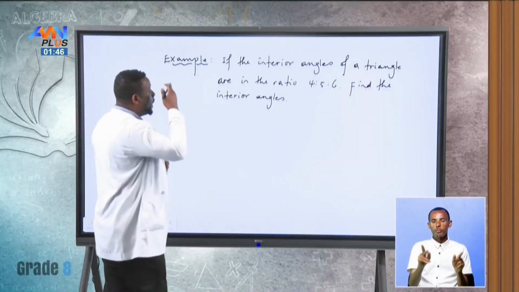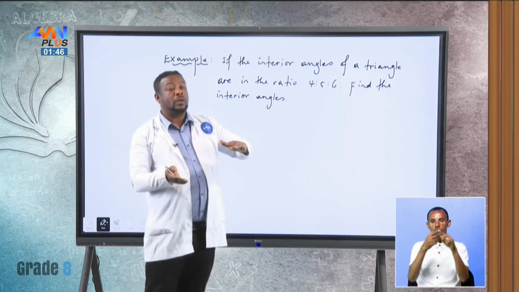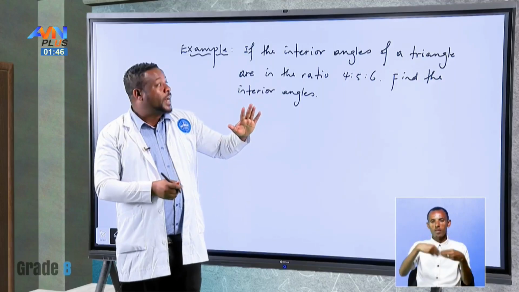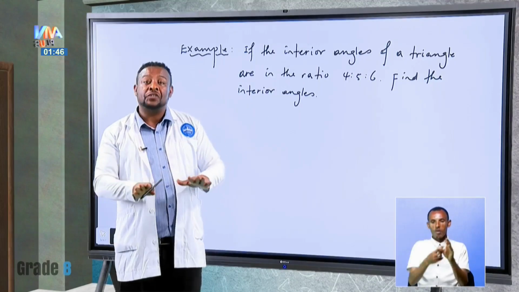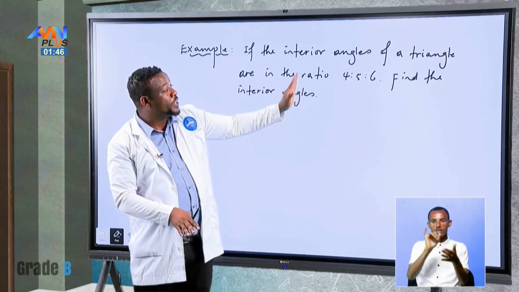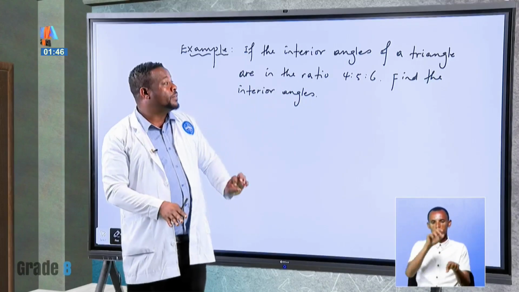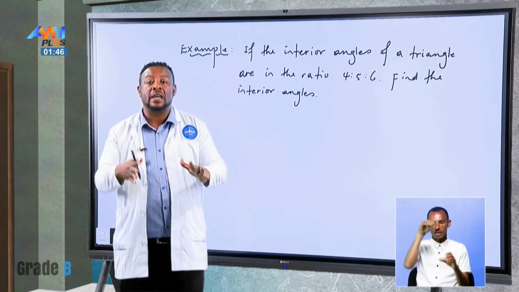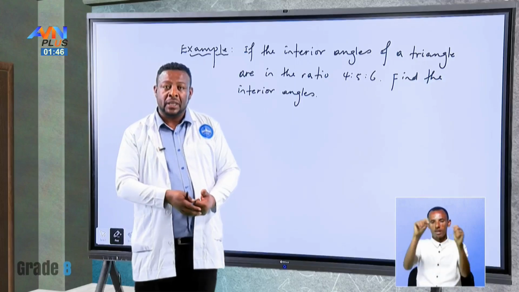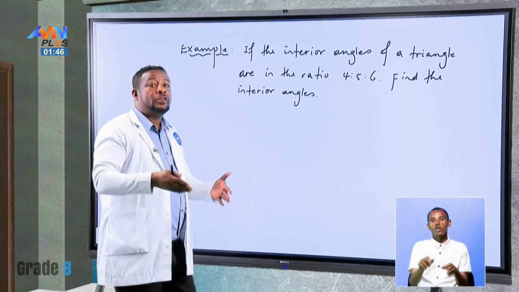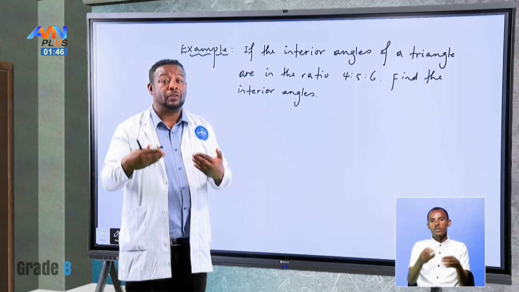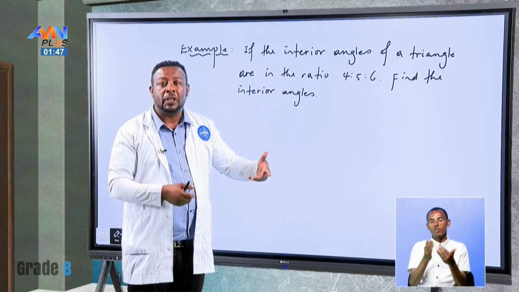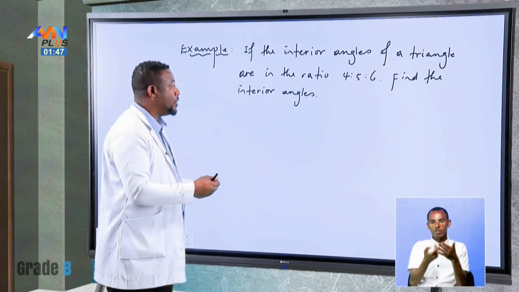This example is a little bit different from what we have seen before. Here, what is given is the ratio of the interior angles of a certain triangle. That ratio is 4, 5, 6. Using this information, you can calculate the interior angles of the given triangle, right? Usually ratios are given in the simplest form, so we convert that simplified form into the original form in this way.